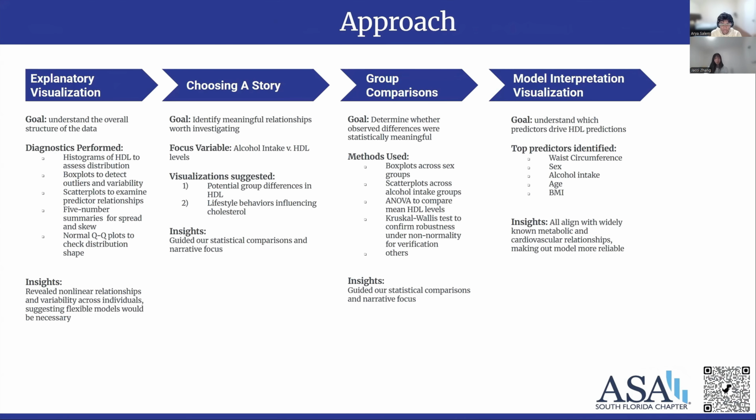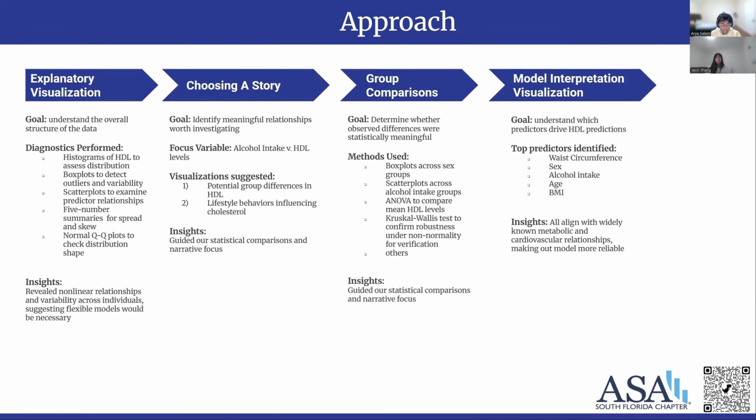When we approached this project, we followed four main steps. First, we performed an exploratory visualization to understand the structure of our overall larger data set. This included histograms, box plots, scatter plots, and normal QQ plots, and these were meant to evaluate distributions, variability, and potential outliers. Next, we selected a meaningful story within the data. We chose to focus on, again, behavioral versus biological aspects, and we focused specifically on alcohol intake and sex.